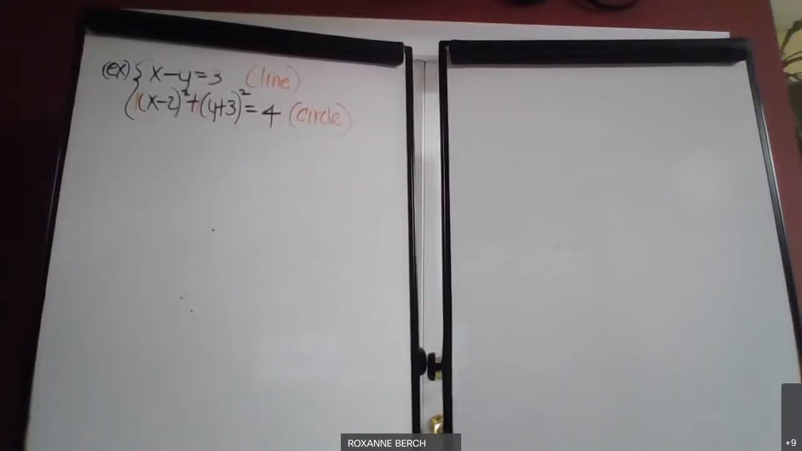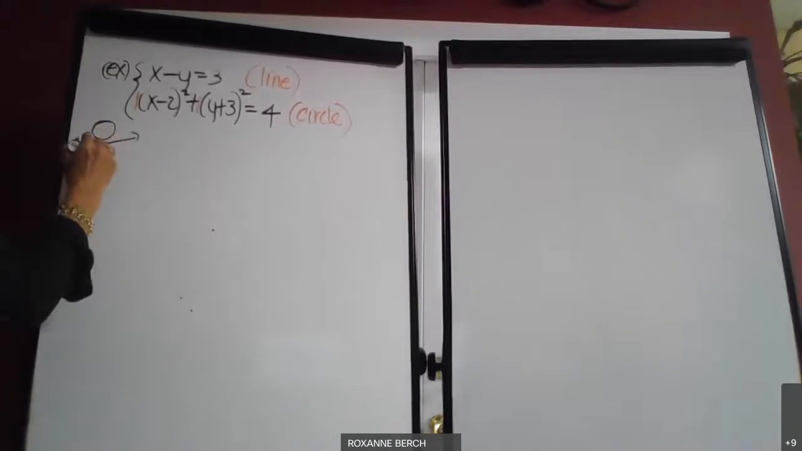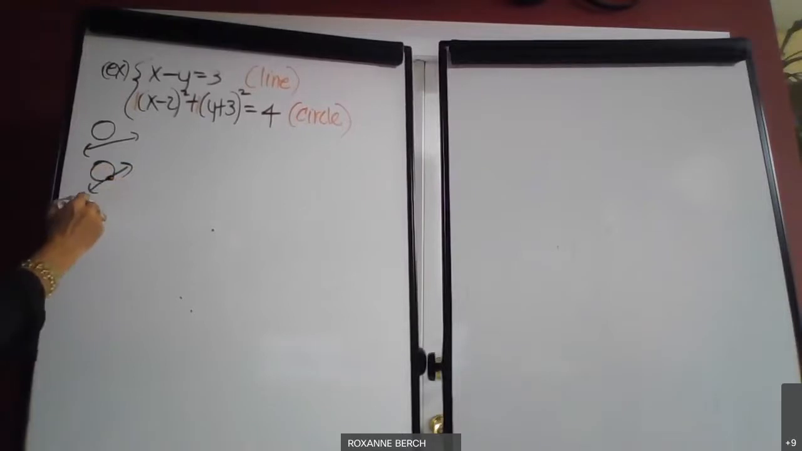So what can a line do to a circle? Let's look. A line can miss the circle. A line could cross the circle once. A line could cross the circle twice. It cannot cross it 3 times.